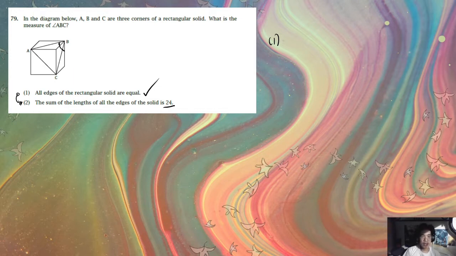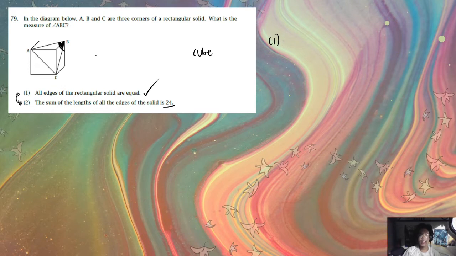It happens to be here. This is the angle that we're trying to look for. What's the measurement of this angle? According to this problem, all edges of the rectangular solid are equal. If all of the edges are equal, what would be that type of solid? Would that be a cuboid or a cube? We know that a cube has square faces, and squares are the only quadrilaterals that have equal side measurements. So most likely this figure is a cube.